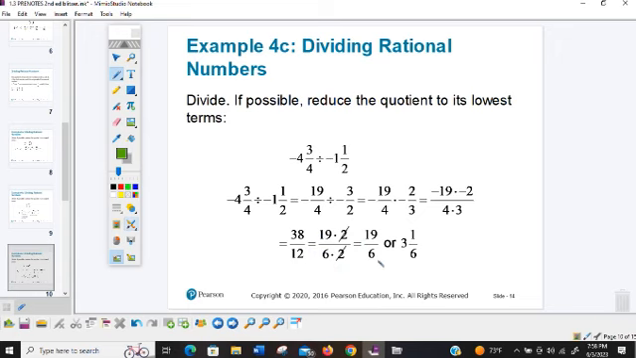Now this is improper. We can make it into a mixed number though because it's bigger on top. 6 goes into 19 3 times with 1 left over. So it would be 3 and 1/6.